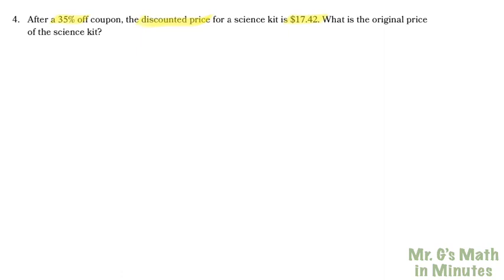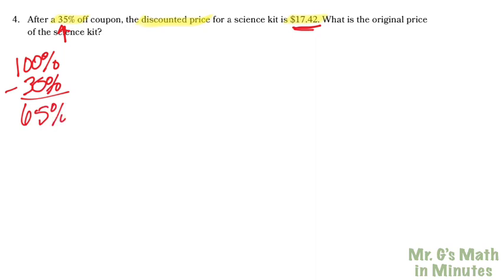So in this particular case, we can't use this number. We don't know what the original price is. We don't know what the discount is. So if I can't do anything to that number to change it, I need to look at this percent and change it. So if it's a 35% off coupon, that means that if I do 100% minus 35%, that would tell me that I paid 65%, which means that this number is 65% of my whole.